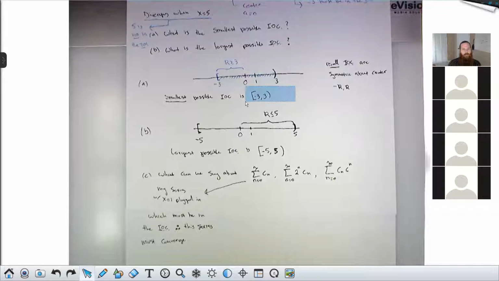This is as bad as it could possibly be. The IOC is -3 to 3. Even if it is as bad as it could possibly be, this interval still contains the number 1, which means that my series will always converge if you plug the number 1 in for x. And that is what you do to get this series. So this series must converge.